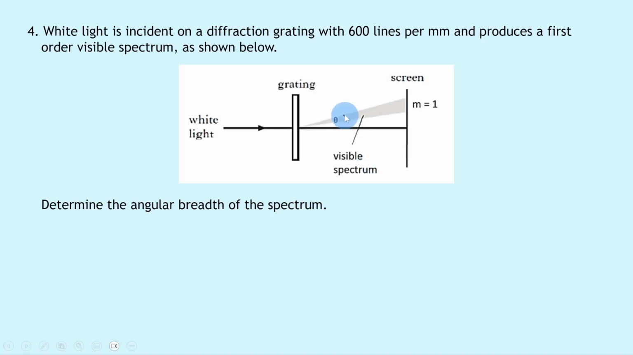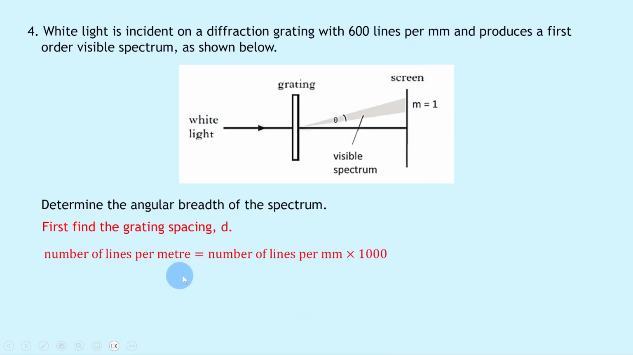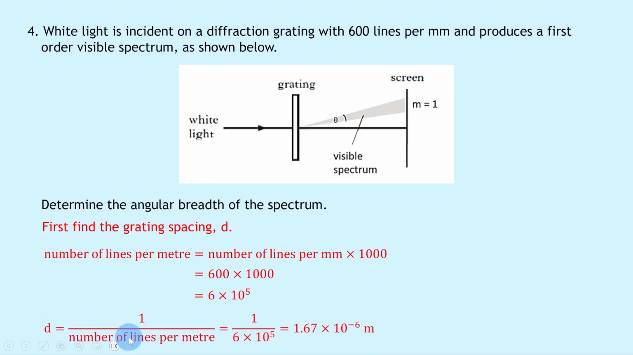So we want to find this little angle theta that goes from the violet light here up to the red light. So first of all, let's find the grating spacing d. If we want to find d, remember we've got the number of lines per millimeter here. So we want to convert that into the number of lines per meter first of all. So we have number of lines per meter equals number of lines per millimeter times 1000. So that means we have 600 times 1000, which is the same as 600,000 or 6 times 10 to the 5 lines per meter. And then remember to find the grating spacing d, we can say d equals 1 over the number of lines per meter, which equals 1 divided by 6 times 10 to the 5, which equals 1.67 times 10 to the minus 6 meters once you put it into your calculator.